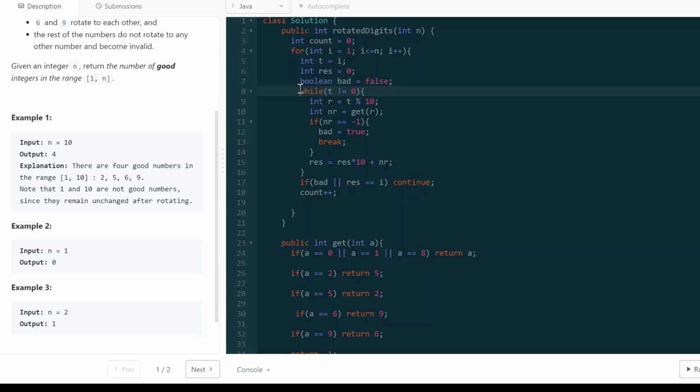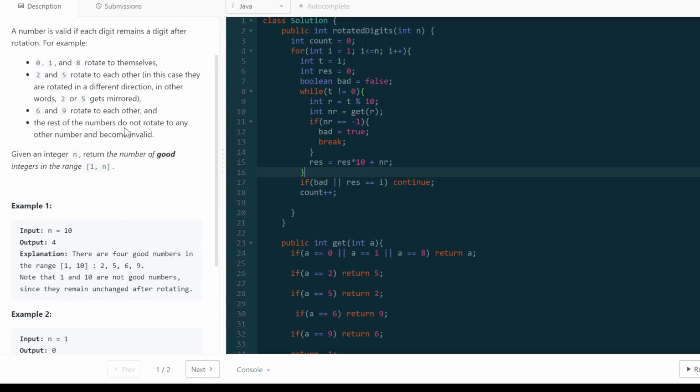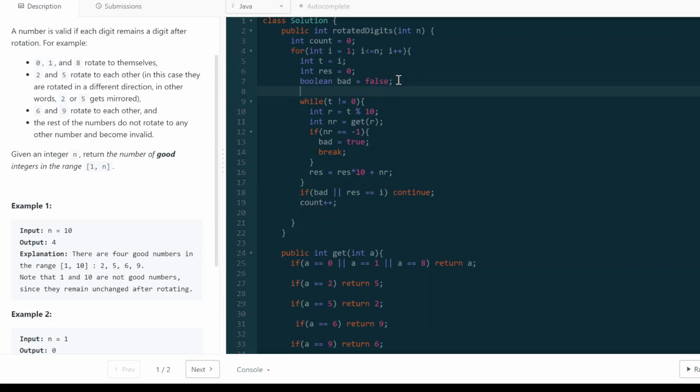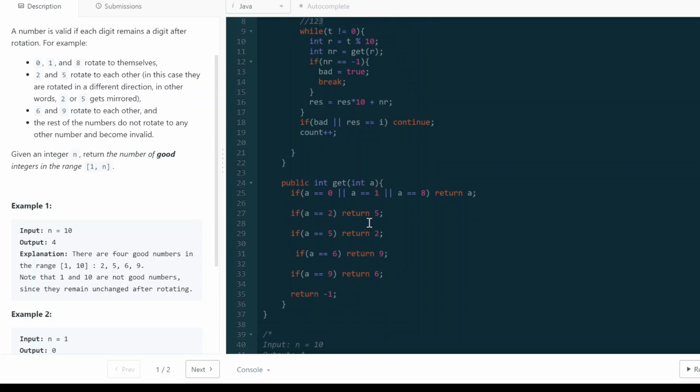So what I'm doing in this part is, let's say I'm checking the number 123, whether that is a good number or not. I have to extract each digit, 1 and then 2 and then 3, and then rotate them 180 degrees and form a new number, and then I have to make sure that the new number is not equal to i, right? So for example, let's say I'm checking 123, so t is equal to 123. I'm extracting this remainder 3, and against 3 it will be bad, right? So it will fail basically.